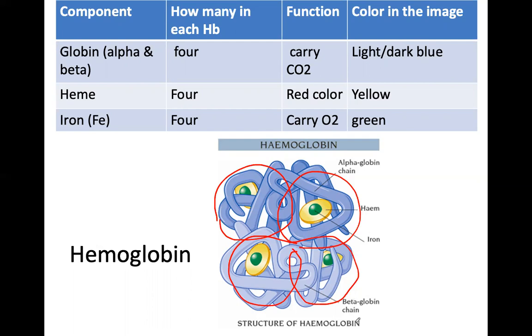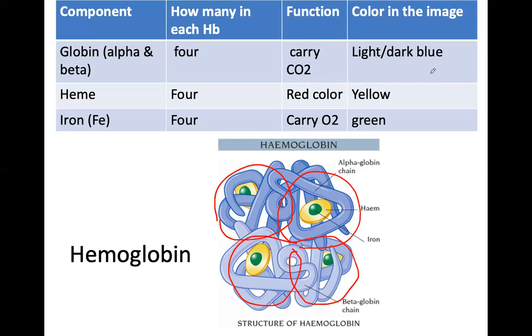Now, at the center of each of the globin, so you have four globin, at the center of each, you have this yellow disc in our picture, and these are called heme. So heme is the color component of your hemoglobin. Basically, the red color we associate with red blood cells comes from this structure which we identified as heme. Now in this picture, they're depicted as yellow. So if I ask you, what is the importance of heme? Basically, it's the color component of your red blood cell.